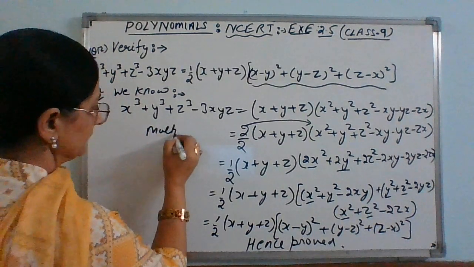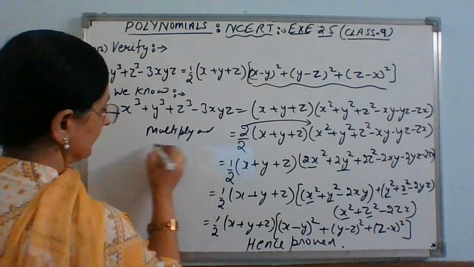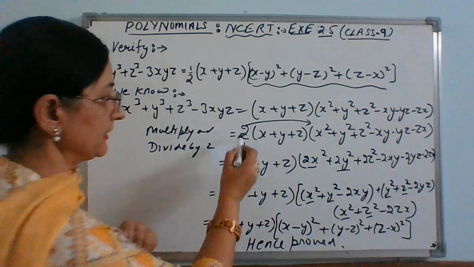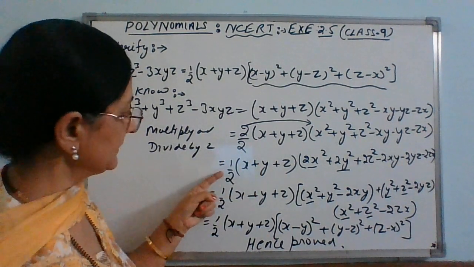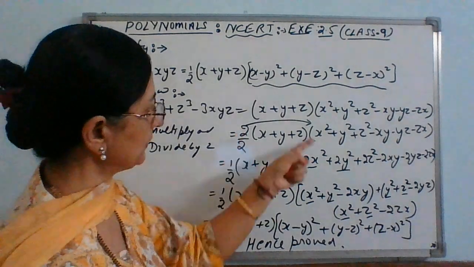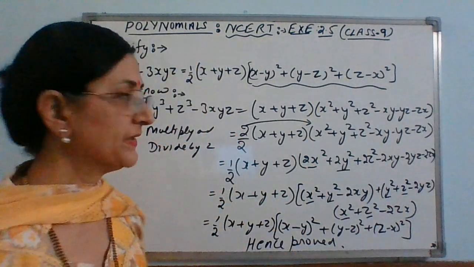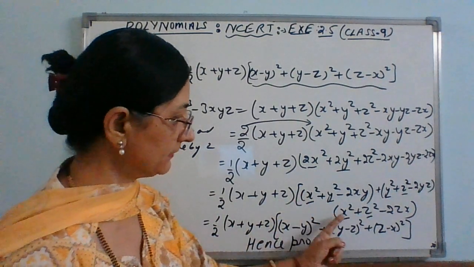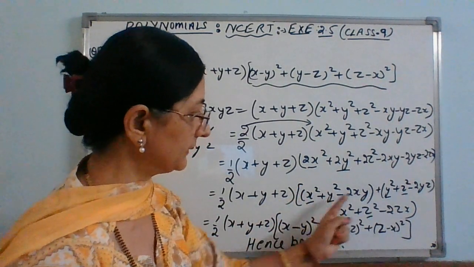Multiply and divide by 2, right? Here I have done that. So in the next step, I have kept here 1 by 2. I have kept this bracket. This 2 I have multiplied with these terms here. Then I have arranged these 2x square: 1 I have written here, 1 I have written here. 2y square, 1 I have written here, 1 I have written here.